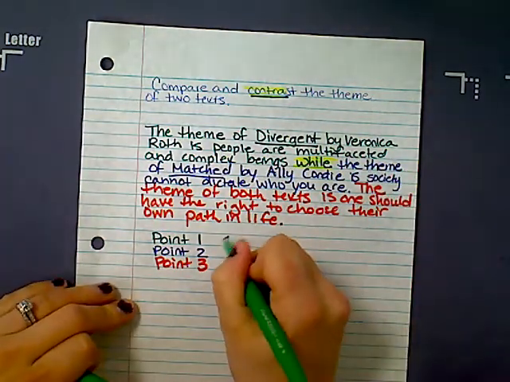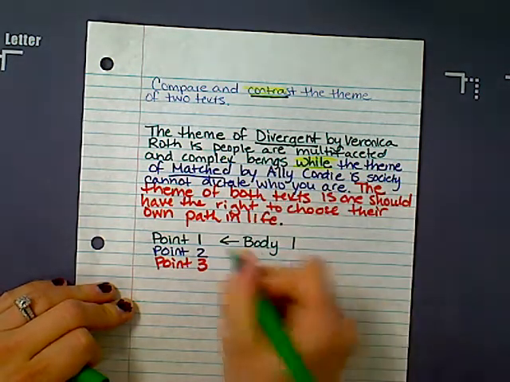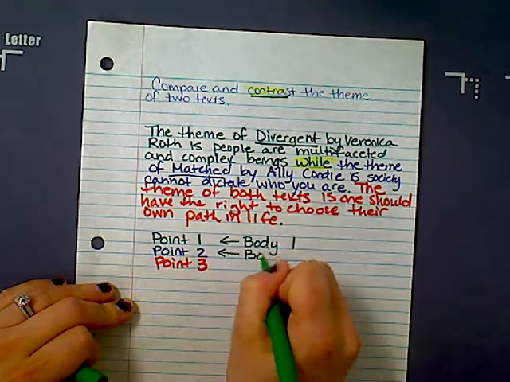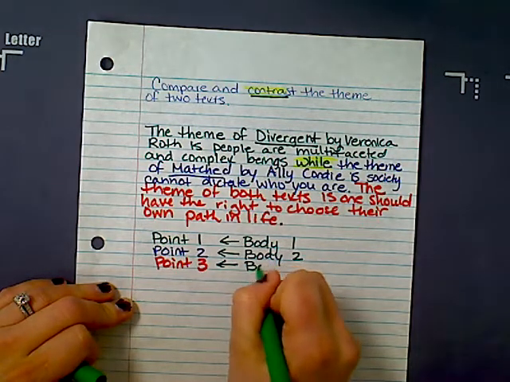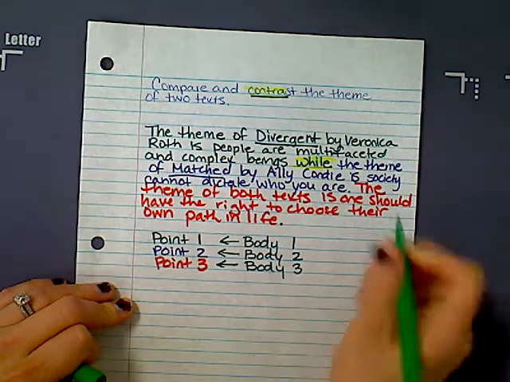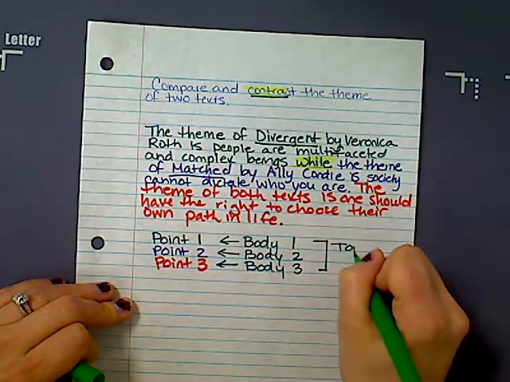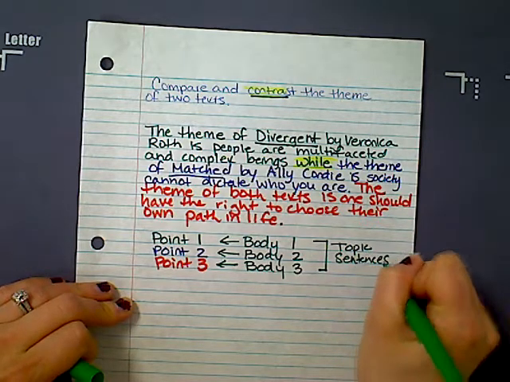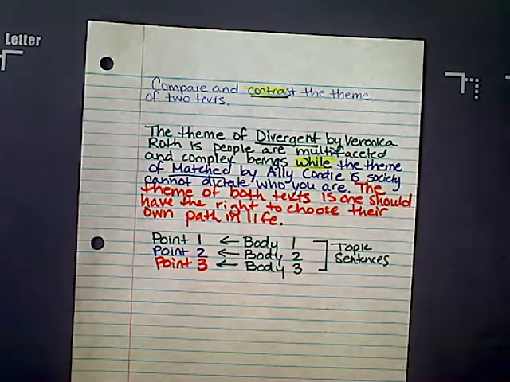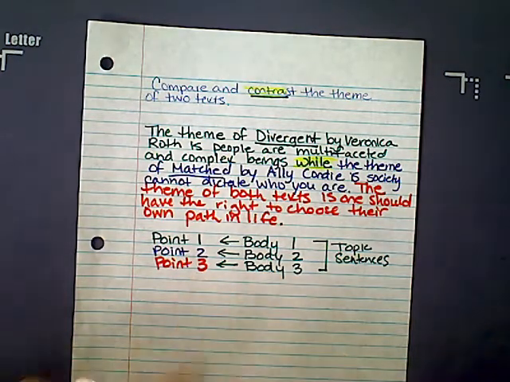I now know that this is going to be my body paragraph 1, which is going to talk about this theme. The next theme mentioned is going to be my body paragraph 2. And the third point is going to be my body paragraph 3. In the same way, these points now are going to serve as my topic sentences for each paragraph. So as the reader is reading your thesis, they now know the structure of your essay.